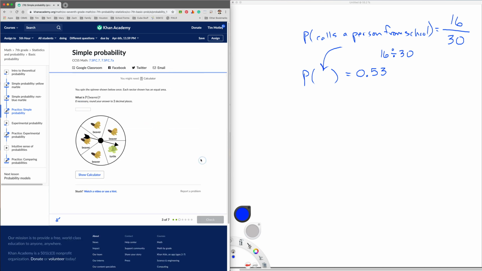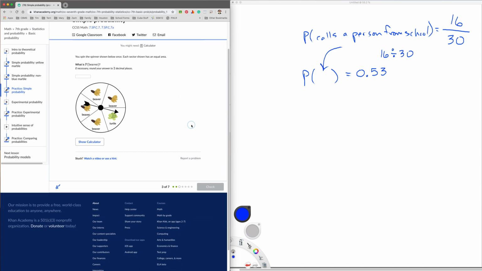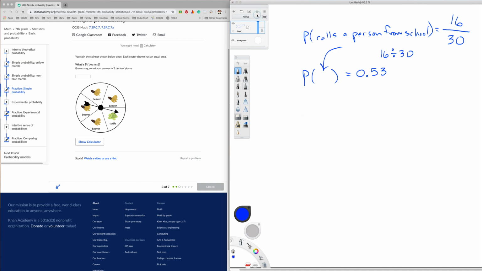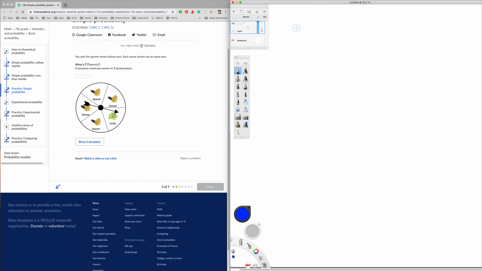Hey, nice work. So now we have a circle graph of sorts, a pretty simplistic one here. I'm going to clear that out, and let's see. You spin the spinner shown below. Each sector shown has an equal area. That's actually a pretty critical idea, that each of these slices are the same size. If they were not the same size, then it's not simple probability where they're all equally likely. But these are all equally likely.